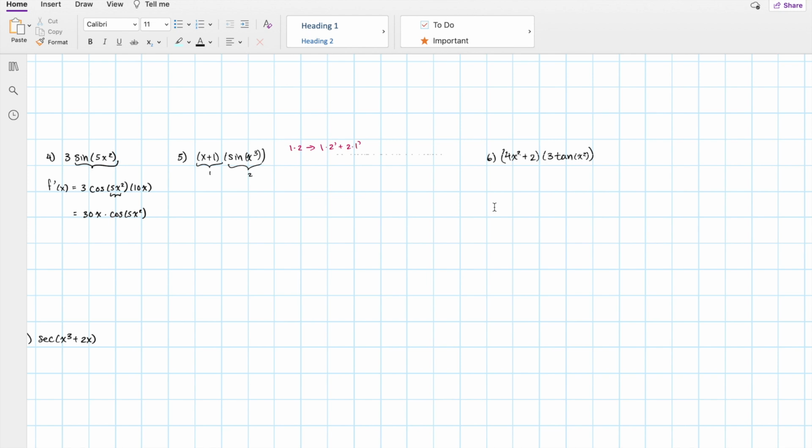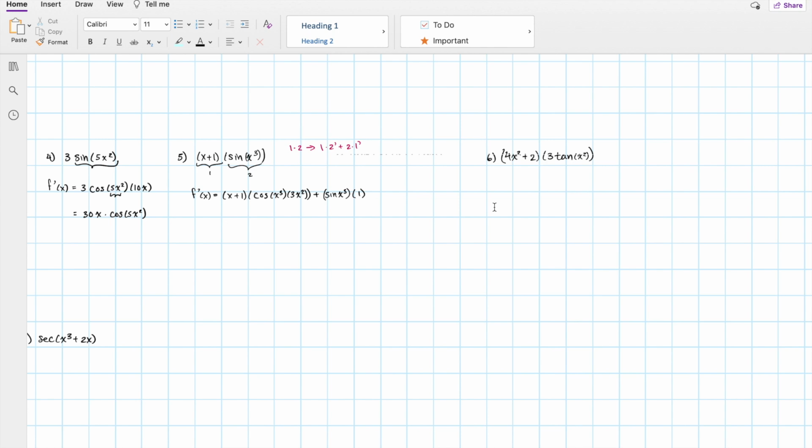f prime of x is going to equal, take the first thing, multiply it by the derivative of the second thing. Well, the second thing is sine of x cubed. So cosine of x cubed multiplied by 3x squared, which is the chain rule, plus sine x cubed, the second thing, and multiply that by the derivative of the first. Well, the derivative of x plus 1 is just 1. And that is the full derivative of that.